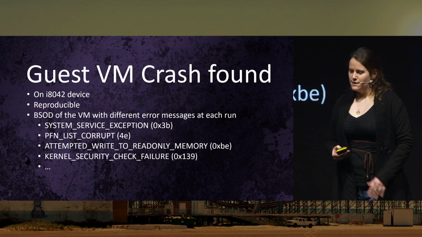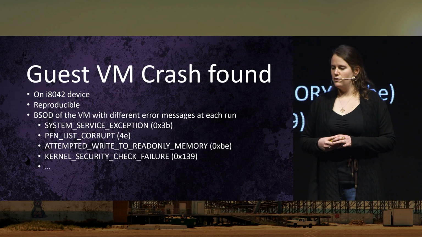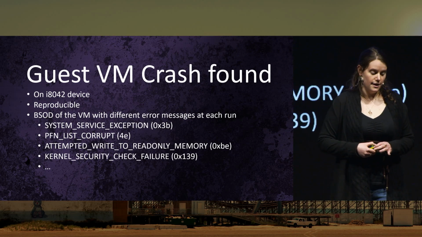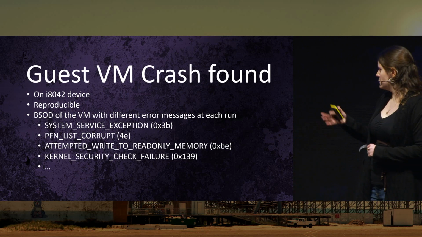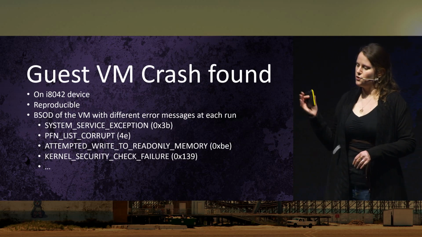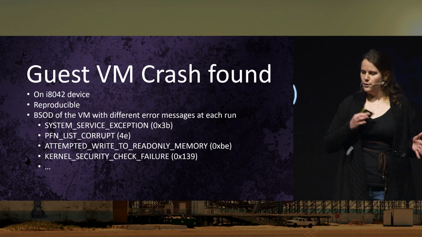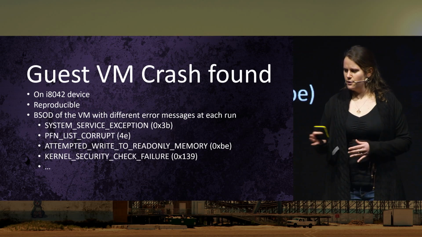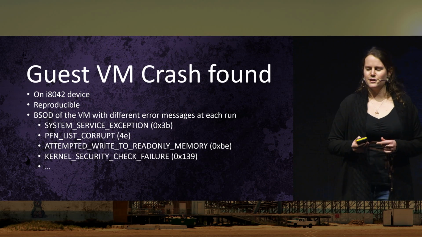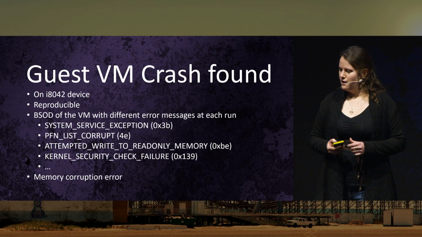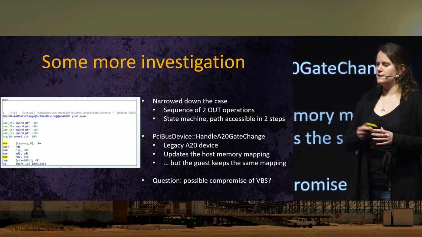Well, in that case, it was still interesting. It still caught my attention because there was a blue screen consistently, but with different error messages every time. So I was getting error messages like PFN is corrupt, for example, or attempted write to read-only memory, or kernel security check failure. So that triggered my attention because these are interesting messages. So it was actually kind of a memory corruption error. I was wondering what was going on and investigated.